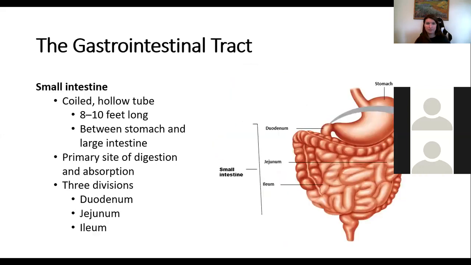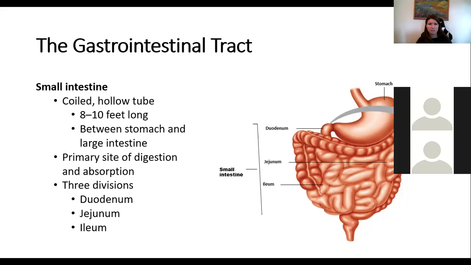Okay. From the stomach, we move into the small intestine. So the small intestine, thinner than the large intestine, is coiled and pretty long. It's 8 to 10 feet long. It's the primary site where we're going to be both digesting stuff, so continuing to break it down, and absorbing the nutrients. So your small intestine really is for absorbing food.